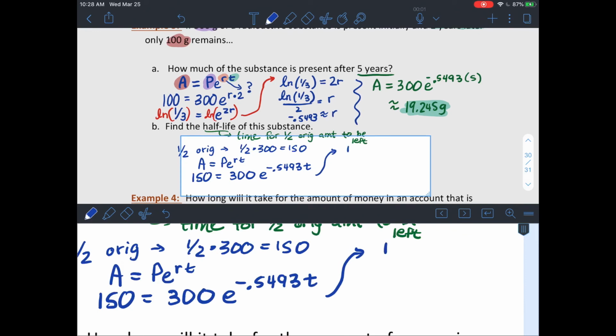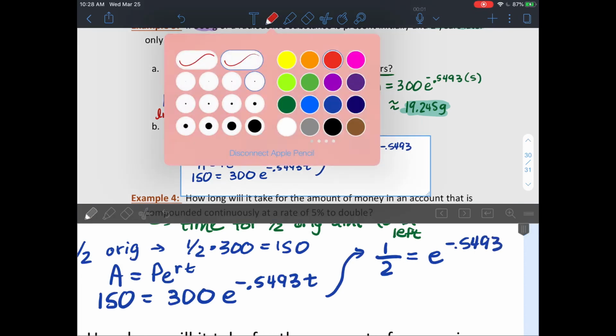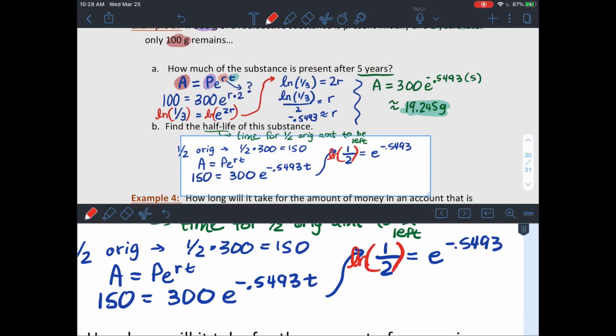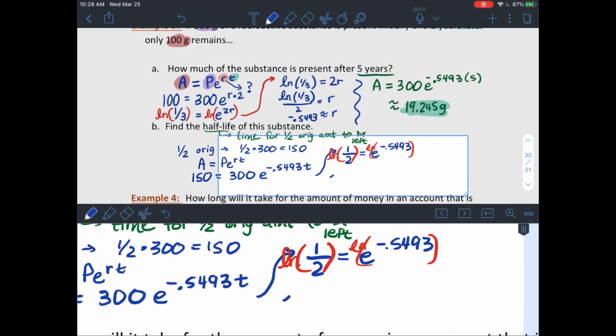Divide gets you 1/2, and then do your natural log of both sides of your equation. You might have noticed, well, I divided, so it got me 1/2 for my half-life. Is that always going to be true? Yeah, it is. If you want the time it takes to get 1/3 of the amount, you could just set it equal to 1/3.